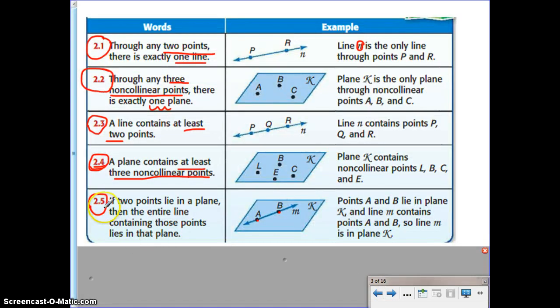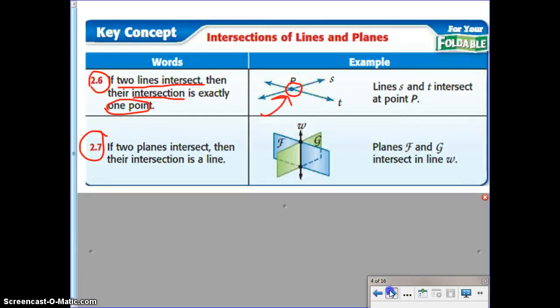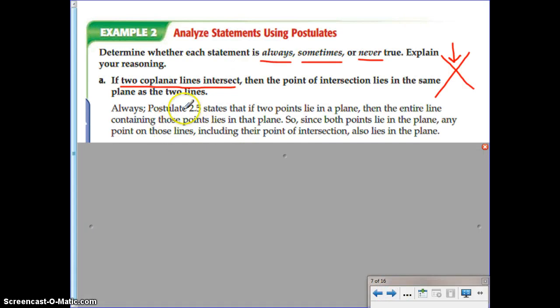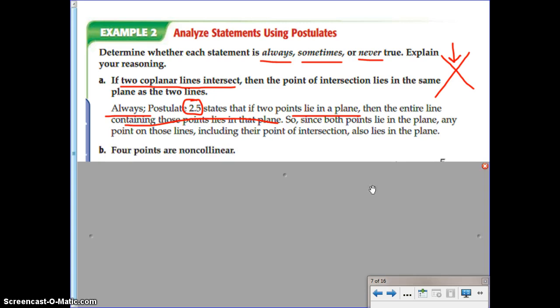So 2.5 says if two points lie in a plane, then the entire line containing those points also lies on the plane. So in this case, 2.5 tells us that it's always true, because if two points lie in a plane, then the entire line containing those points also lies in the plane. So since both points lie in the plane, any point on those lines, including their point of intersection, always lies on the plane. And part B says 4 points are non-collinear.